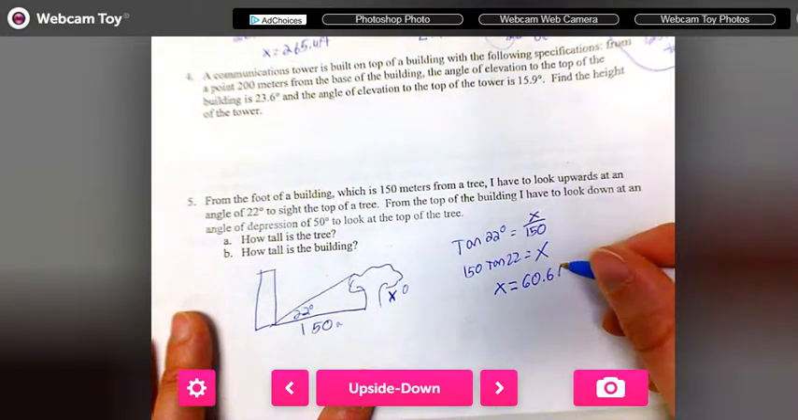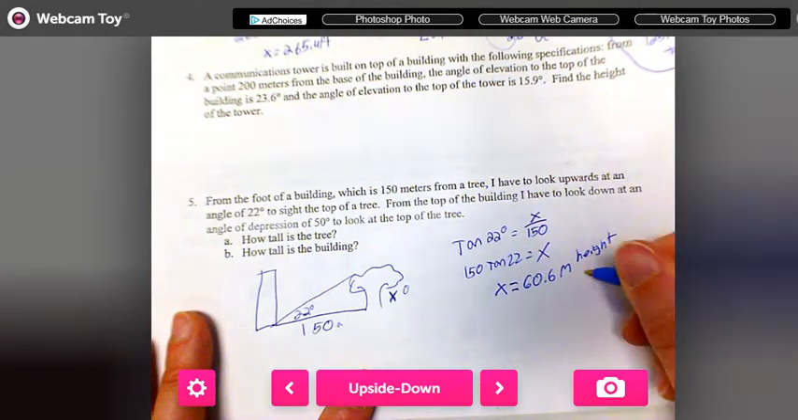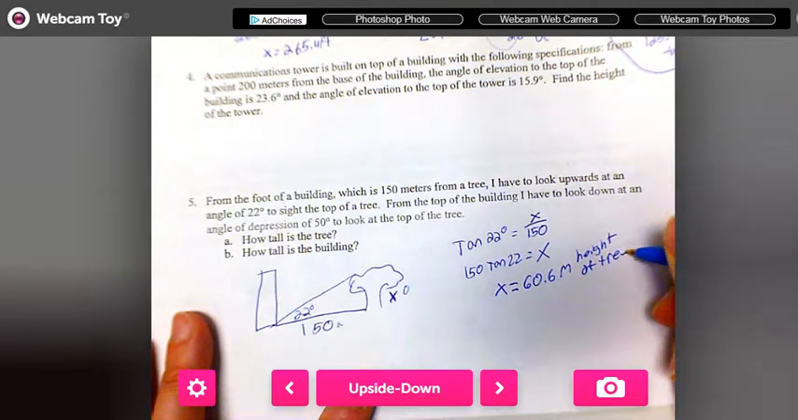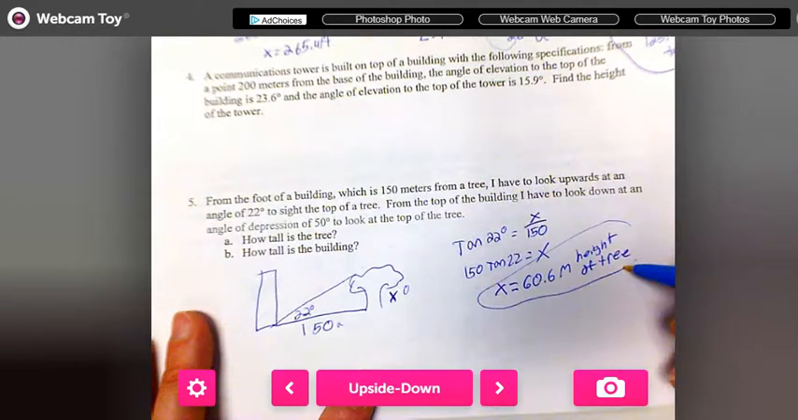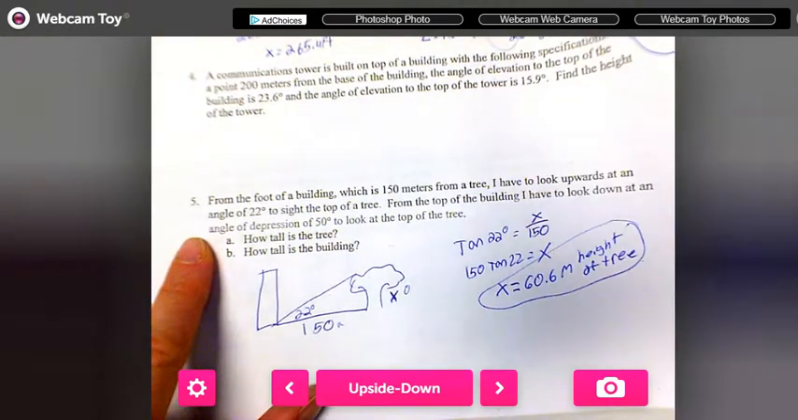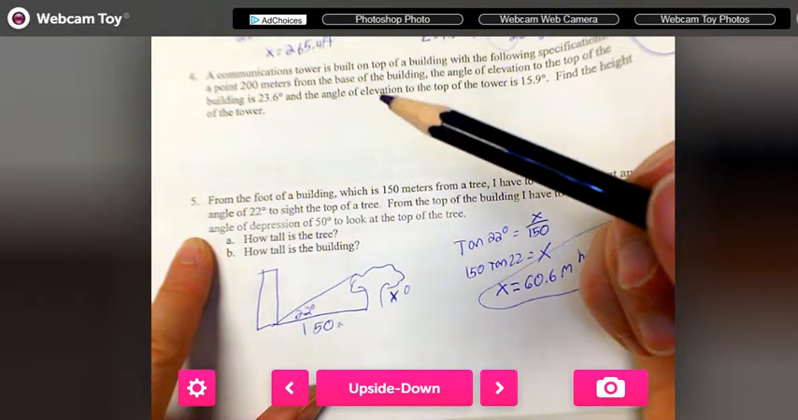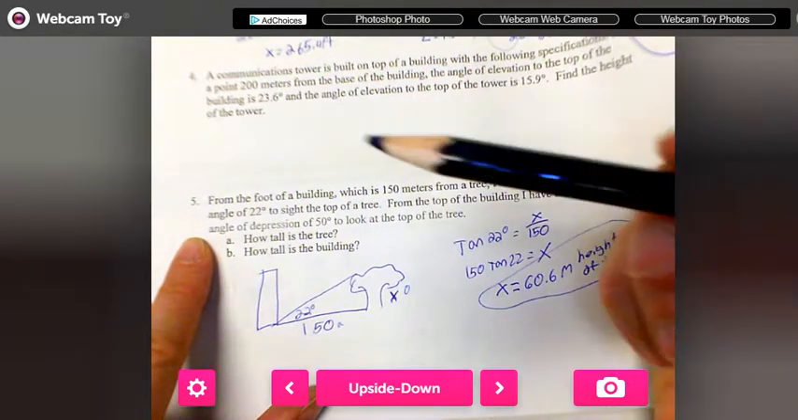.6 meters, right? Height of tree. Okay, so I figured out part A. Now I have to read the rest of this. From the top of the building, I look down at an angle of depression of 50 degrees.